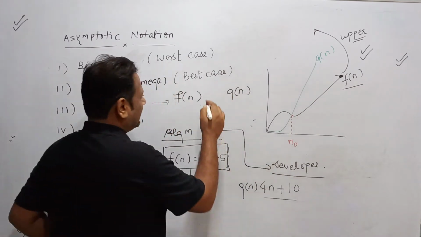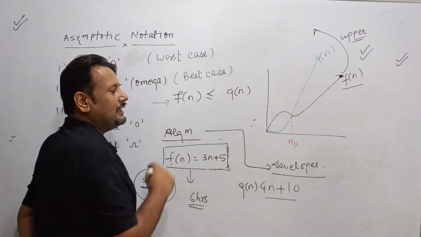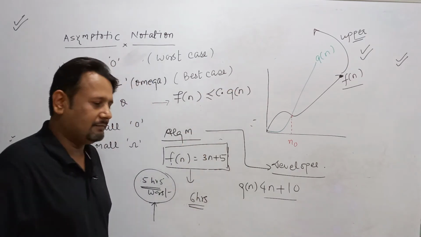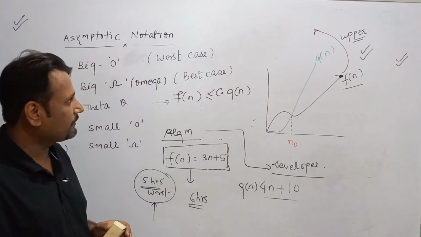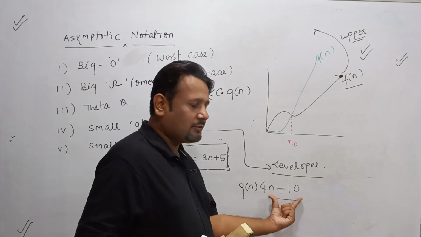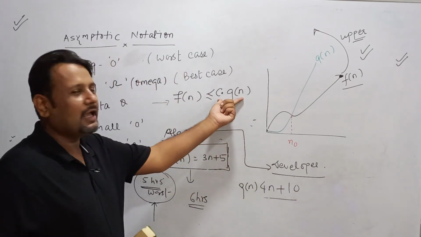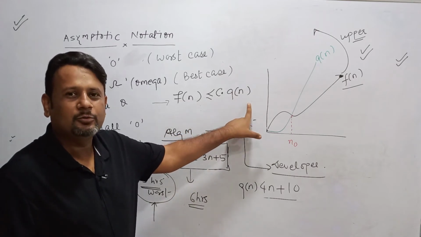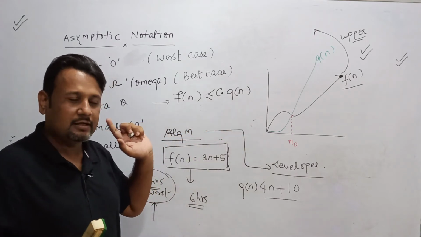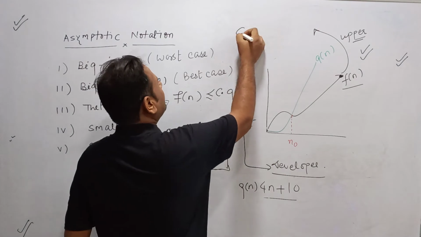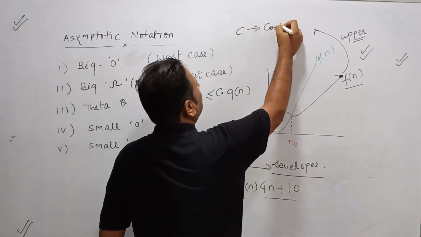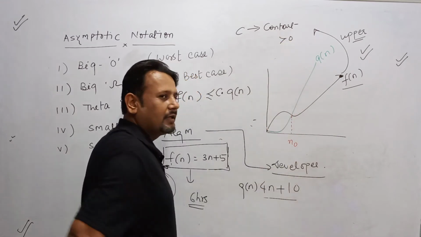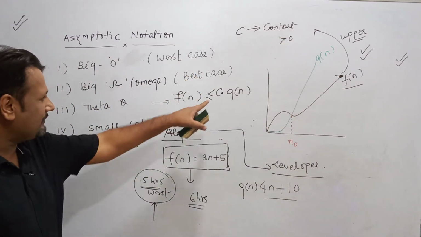That means this Fn is always going to be less than or equal to C into G of n. C into G of n means what? After implementation the value can be this much. This value can increase. So this value is always going to be less than or equal to this. This point is clear. Now what is C? C can be any constant value which is greater than 0. Now what is the meaning of this?